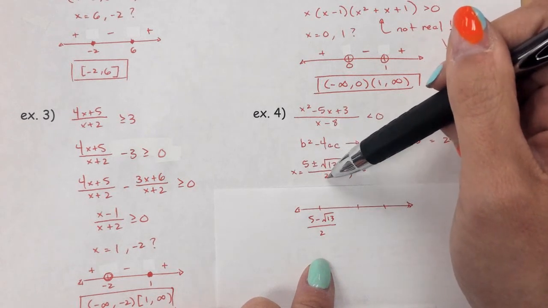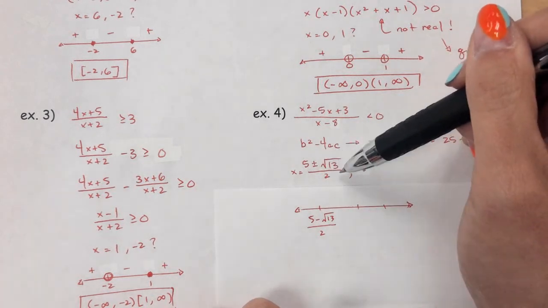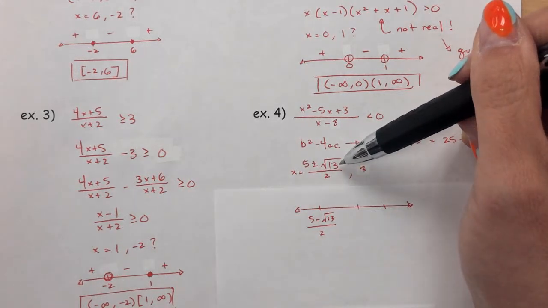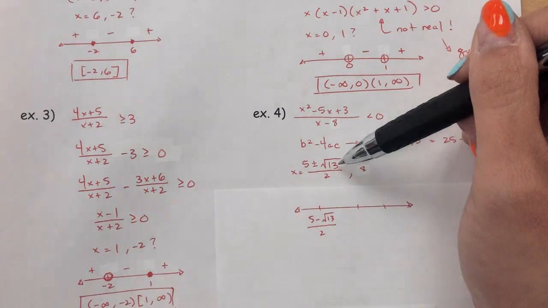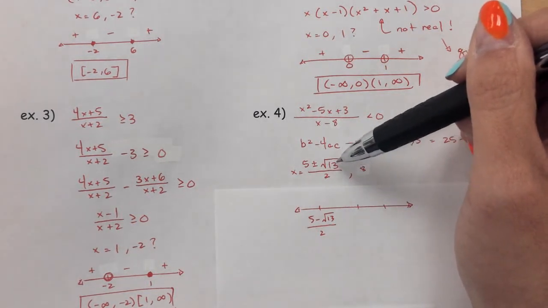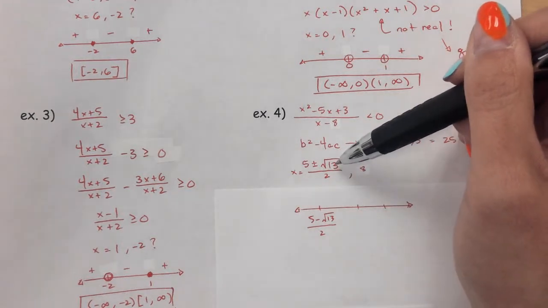It's like 2.5. What is root 13? So root 13 we know is between a 3 and a 4, right? Because this is between 9 and 16. So I know this is less than 4. 4 divided by 2 is 2.